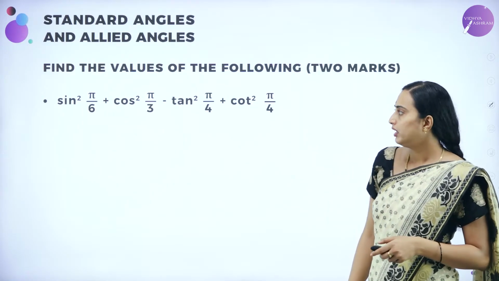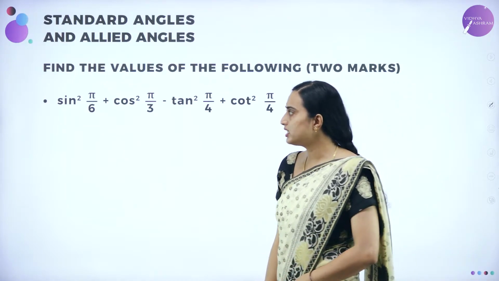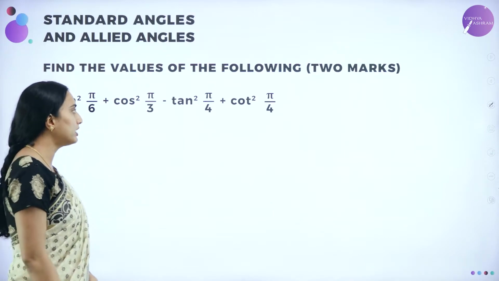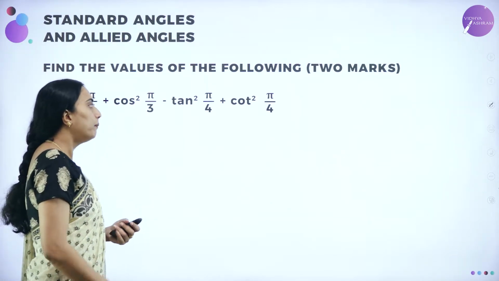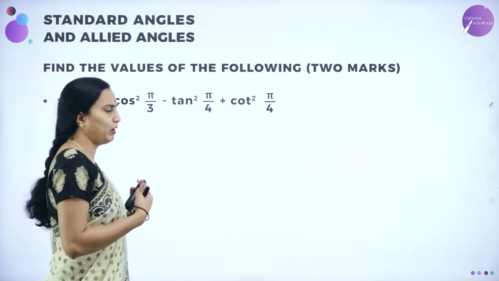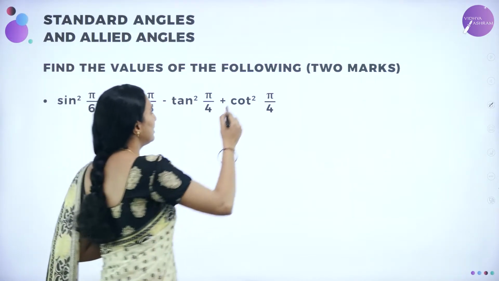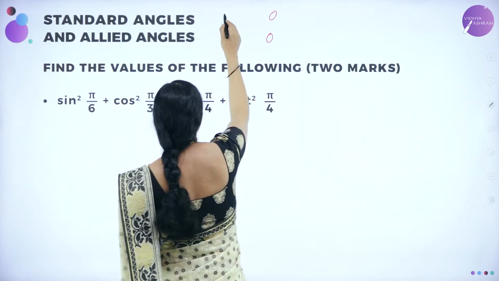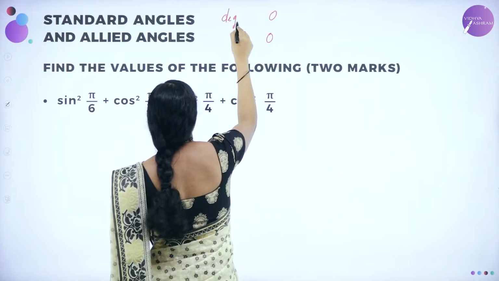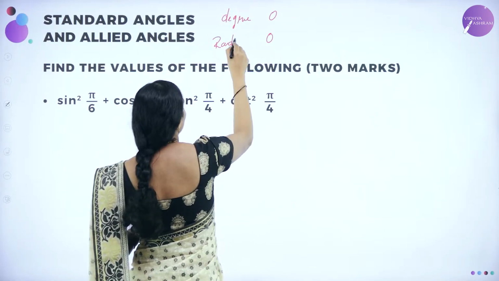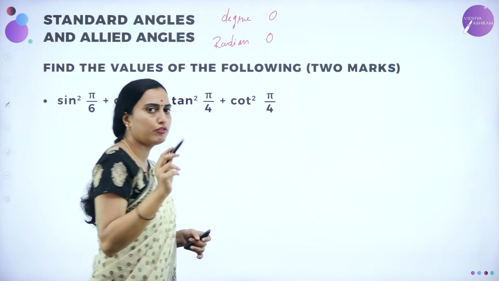Next problem: they've asked sine squared pi by 6 plus cos squared pi by 3 minus tan squared pi by 4 plus cot squared pi by 4. Ma'am, how to remember what pi by 4 is? Just, dears, see here, 0 is nothing but radian 0 only. This is a degree, and this is a radian. Radian is always in terms of pi only.